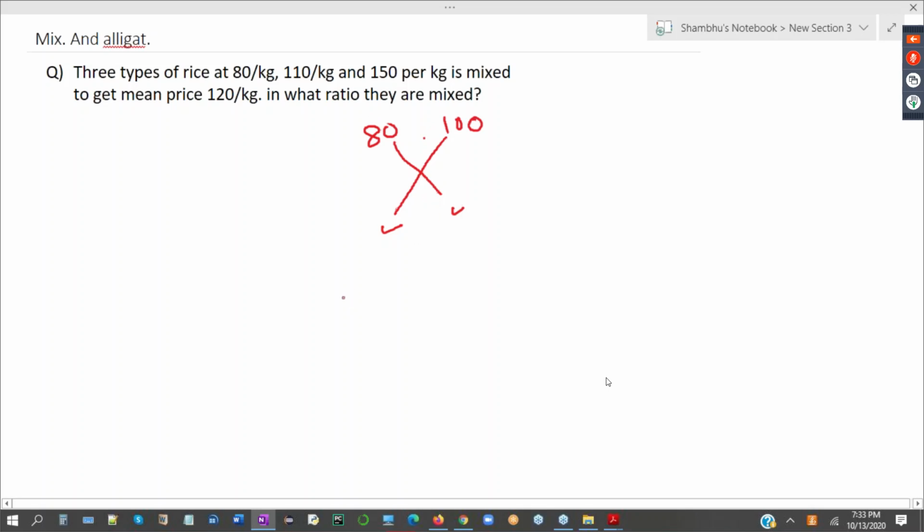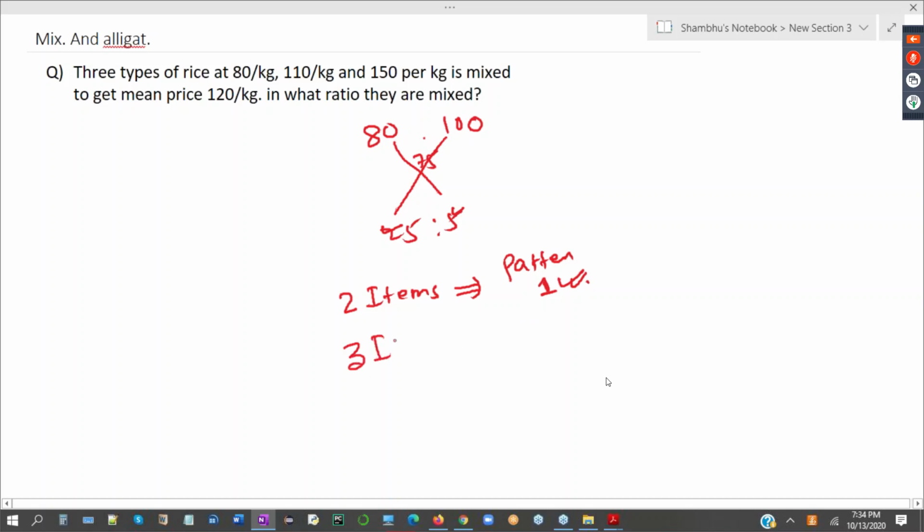So one point I will tell you: when I have 2 items, how many times will this pattern be done? This pattern will be done 1 time. Here 80, 100, mean price is 75. So 25 is to 5. When I have only 2 items, this pattern is done 1 time.